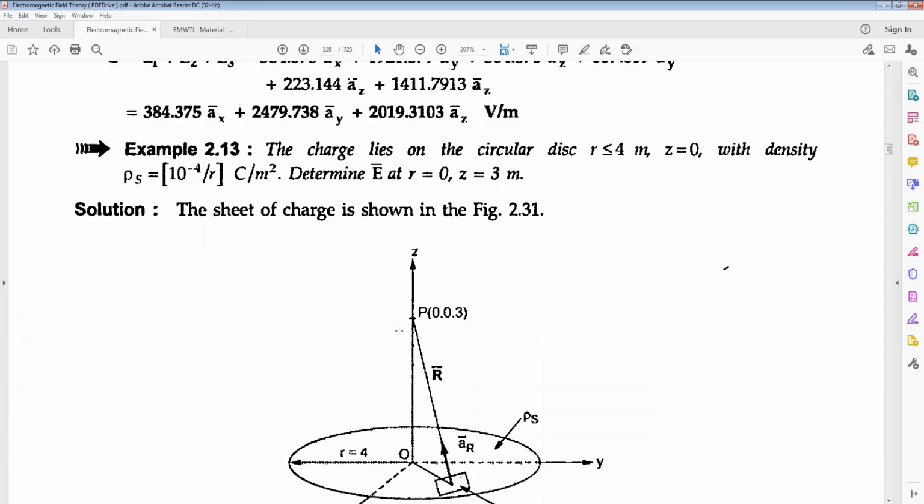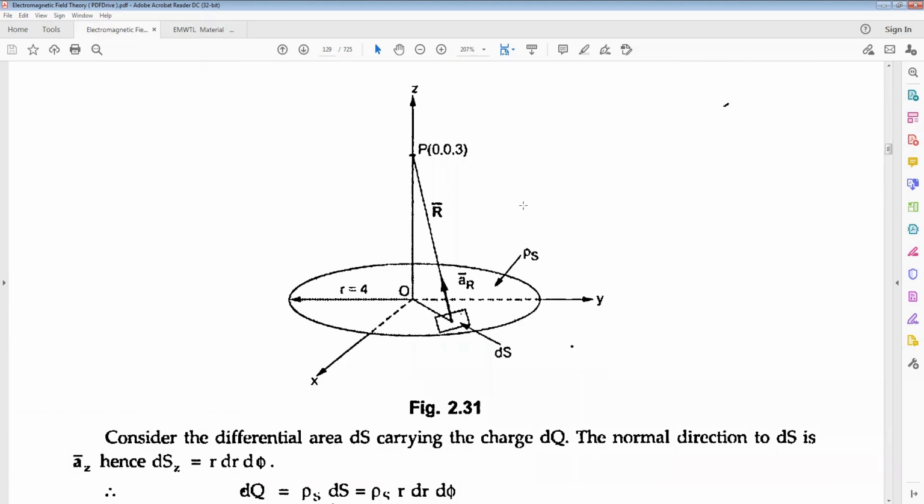Next example: the charge lies on a circular disk, R less than or equal to 4 meters, Z equal to 0, with surface charge density rho s equal to 10 power minus 4 by R coulomb per meter square. Determine the E bar at R equal to 0, Z equal to 3 meters.